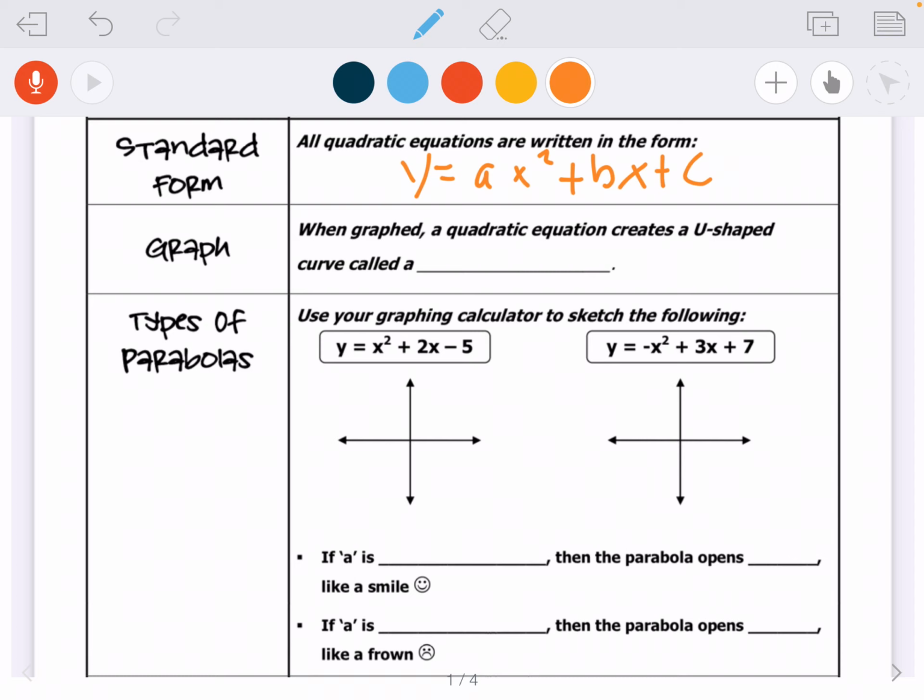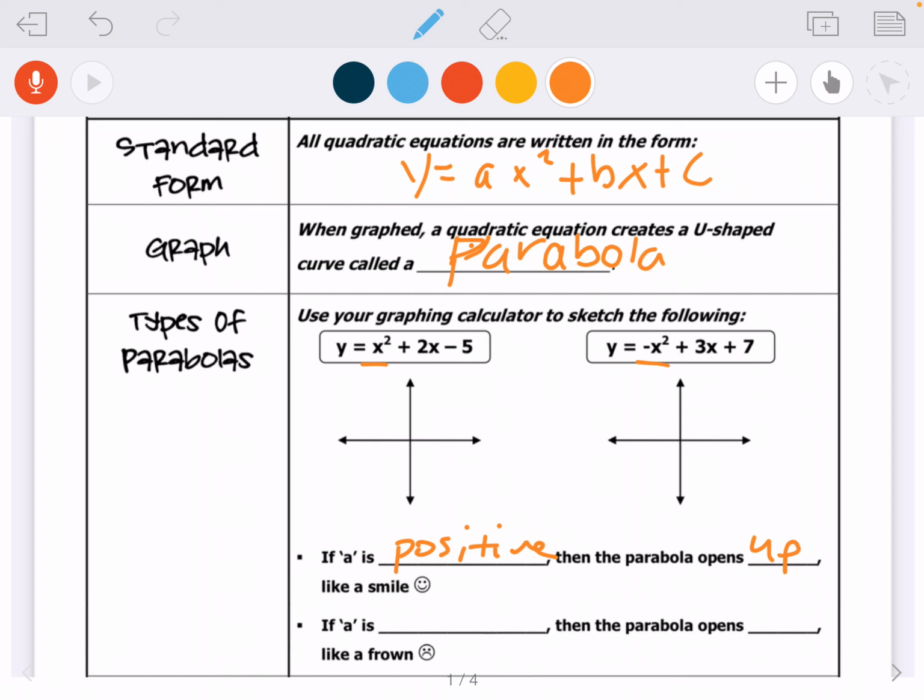So when quadratics are graphed, they create a U-shaped curve, which is called a parabola. So there are two types of parabolas. Sometimes they open up and sometimes they open down. Now if you notice, in one of these quadratics our a is positive and in one of them our a is negative. So if a is positive, the parabola is going to open up just like a smile.